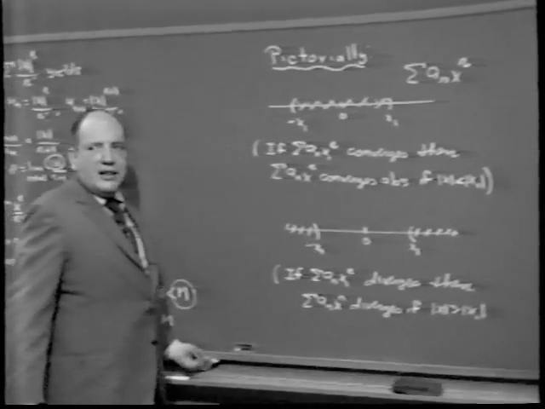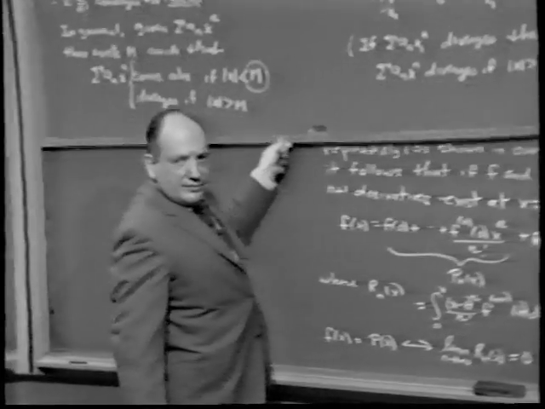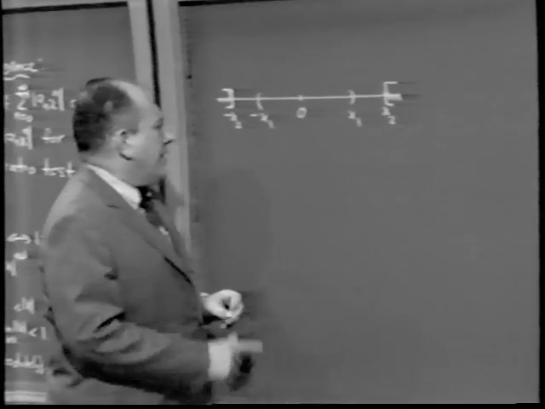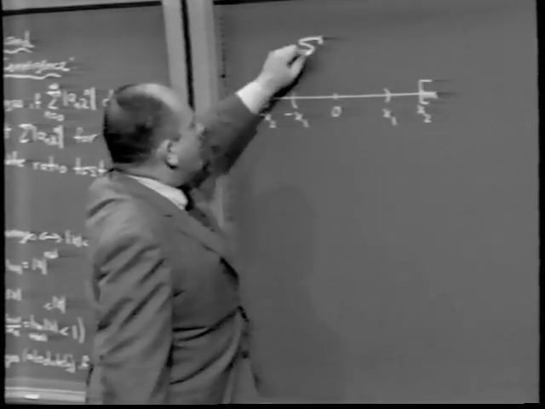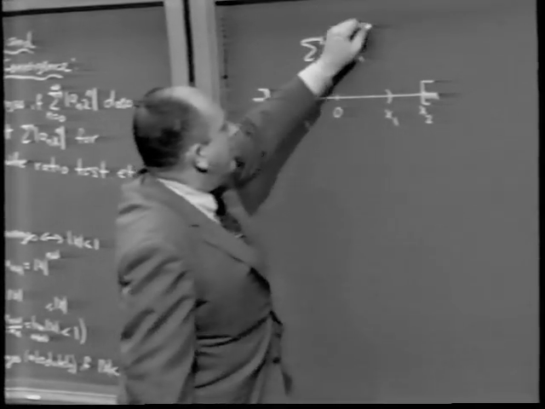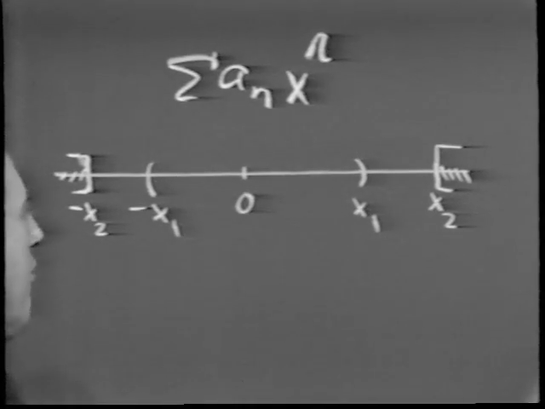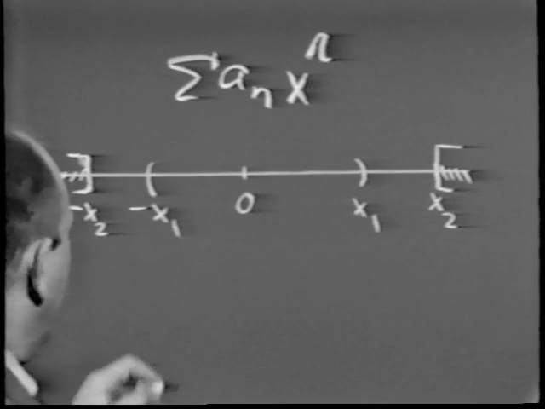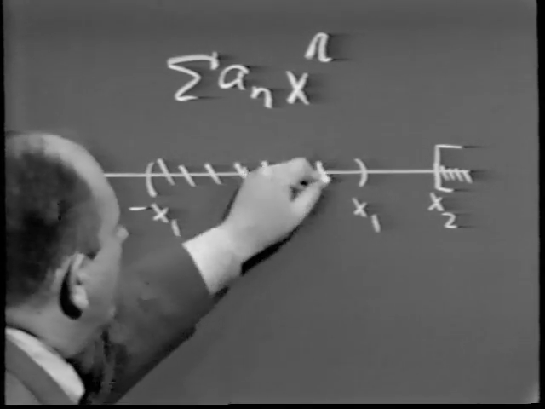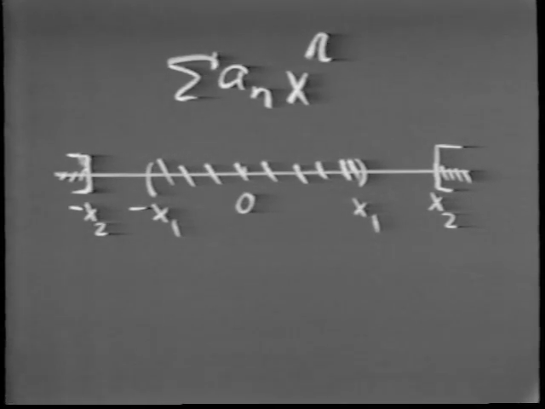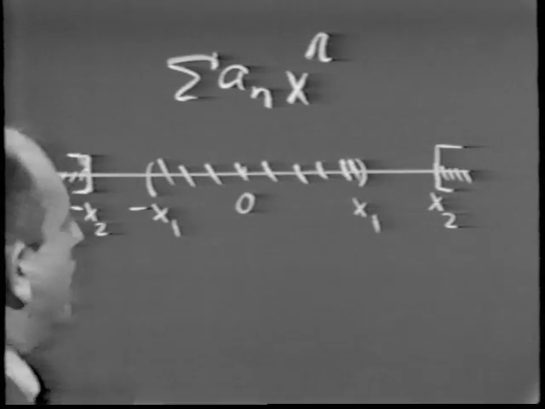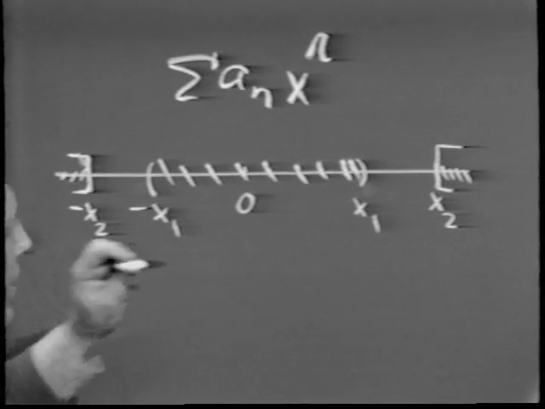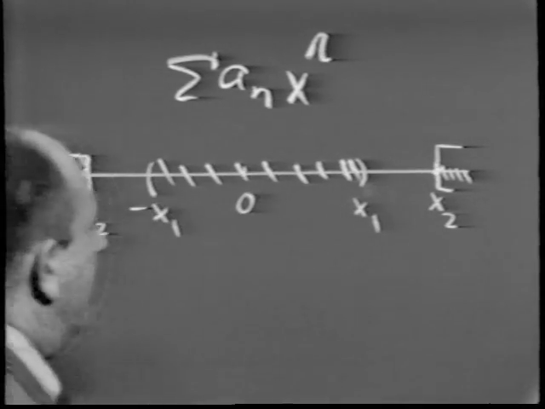Now, what does that mean? Let me show you again in terms of an extended diagram. The idea goes something like this. Given the series summation a n x to the n, pick a number x equal to x1. Suppose the series converges at x1. Then we know that it converges every place in here. So there's no need to check this any further. What we do next is we pick a number x2 outside of this interval. Say x2 is over here.